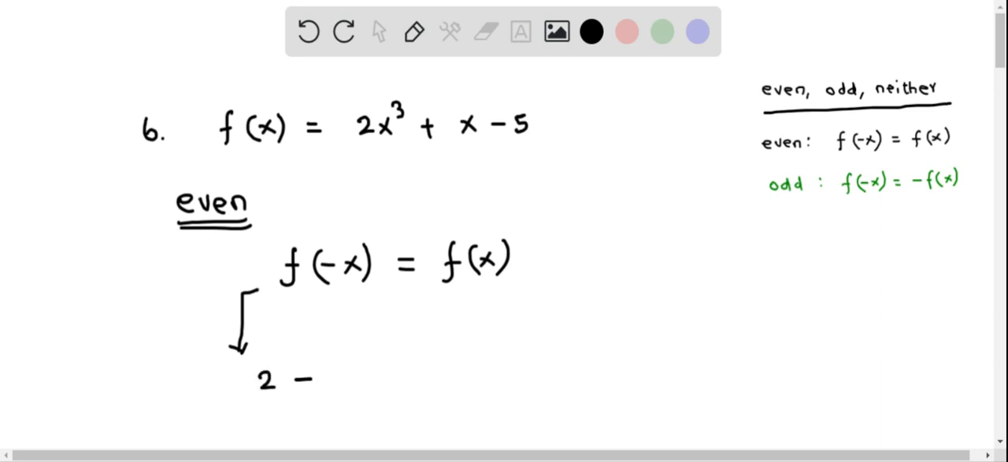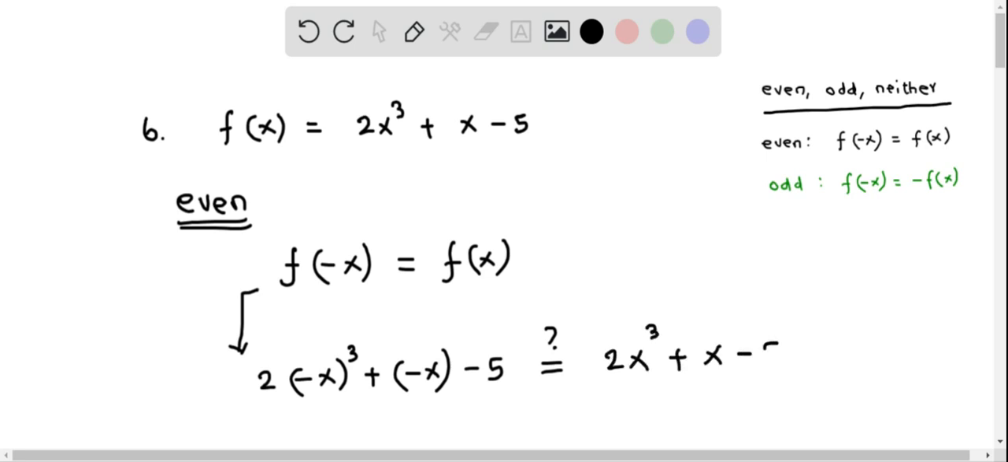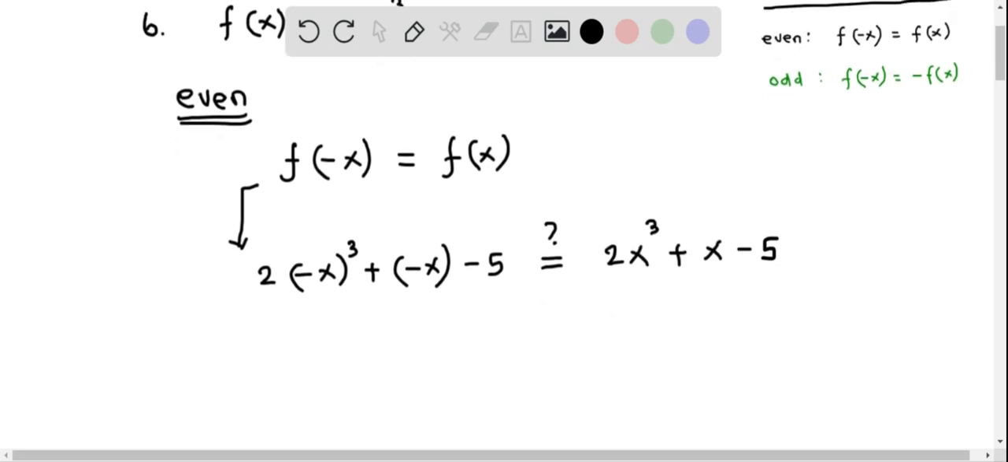So therefore, this becomes 2 times negative x, quantity cubed, plus, replacing x by negative x, negative x minus 5, and this we are basically checking equals f of x. So let's replace f of x, which is 2x cubed plus x minus 5. Let's simplify the left side expression. Negative x quantity cubed is negative x cubed. So we will put 2 times negative x cubed, and this equals negative 2x cubed.